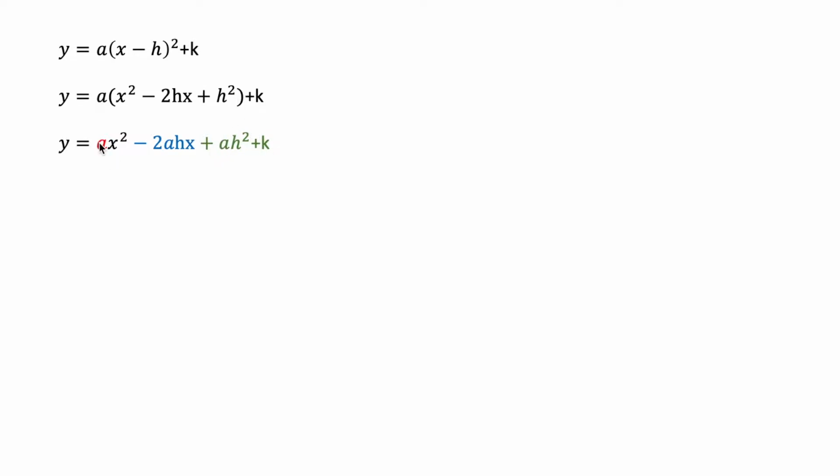I've colored these. The a term is red, the b term is blue, and the c term is green. I'm after the h. If I look at this equation, my b must be equal to negative 2ah. To get the h alone, divide both sides by negative 2a. So we get h is equal to b all over negative 2a, and then let's float that negative up to the top here. H is equal to negative b all over 2a. That's our equation for the h.